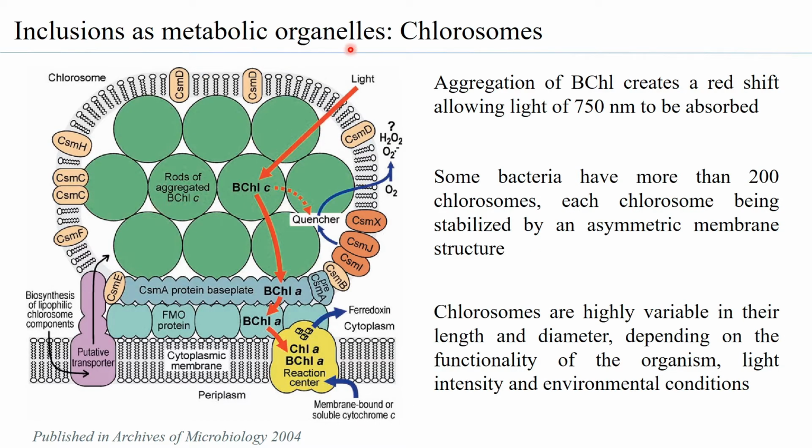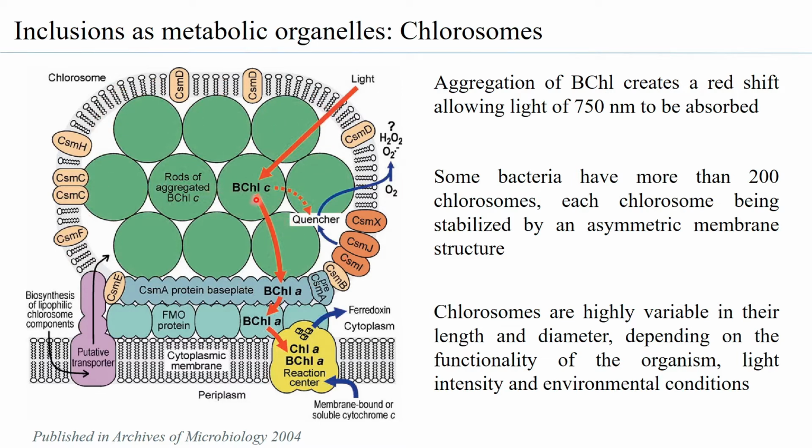Now we come to the second metabolic organelle as an example, and that is chlorosomes. As the name suggests, it has chlorophyll. Interestingly, these chlorosomes are formed from the plasma membrane, that is the cytoplasmic membrane itself. You can see that it can stem out from the cytoplasmic membrane. But what is interesting to note is that the membrane that is formed is asymmetric. You have the outer layer of the membrane, which has several proteins and of course lipids, and the inner layer is practically made up of the bacteriochlorophyll molecules itself.